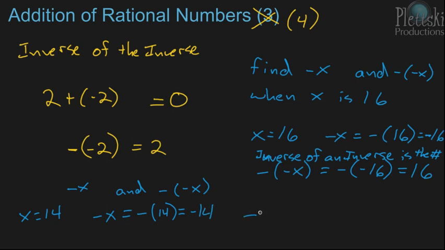So what would a negative negative x be? Well, that would just be minus a negative 14, which, if you look at the definition of inverse of the inverse, is just going to be the number itself. So an inverse of an inverse is just going to be the number itself. So it's just going to be 14.